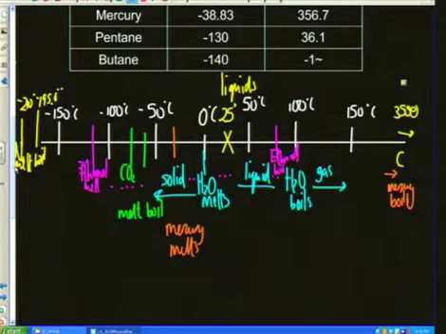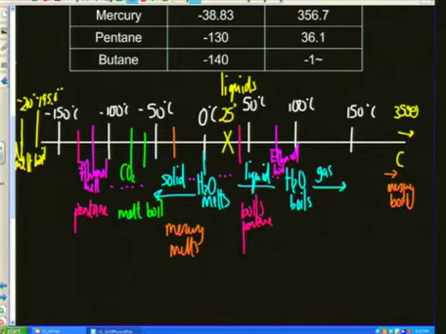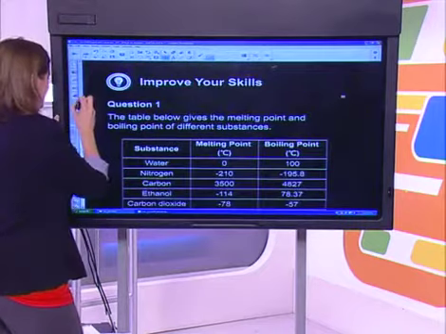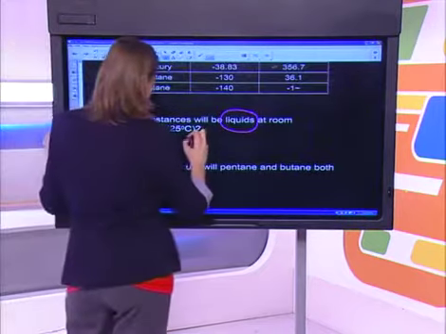Pentane. Let's choose a different color. It melts at minus 130, so somewhere there, pentane, and it boils at 36 degrees Celsius, so somewhere about here it boils. Which means at 25 degrees Celsius, where is it going to be? It's going to be a liquid. Are you seeing how this is going to work? So back to my answers. Let's write that in. Pentane.